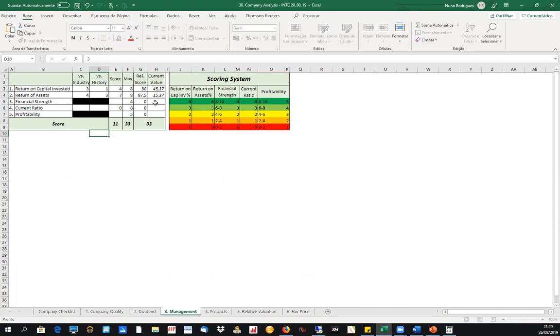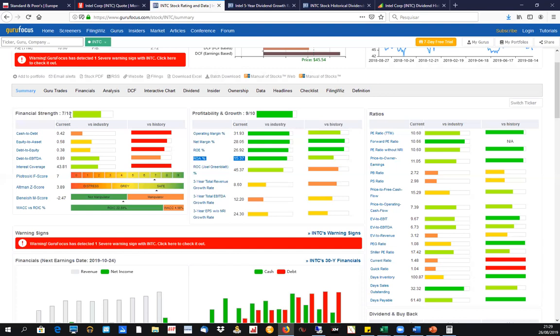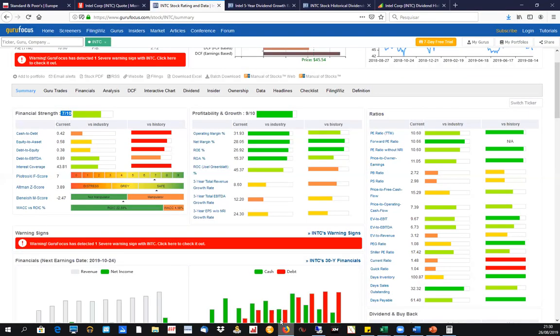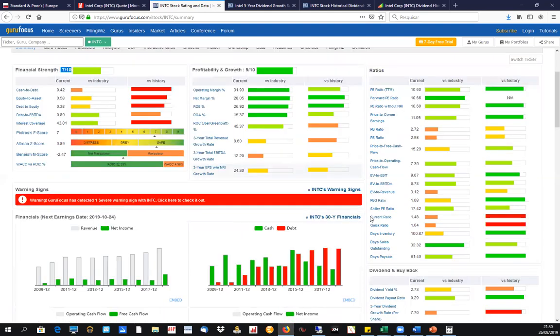Financial strength. We have 7 out of 10, so we'll score a 7, and the 7 comes in between the range of 6 to 8, so we score it 3. Current ratio. We have to go to the right. Here we have it, current ratio, 148.